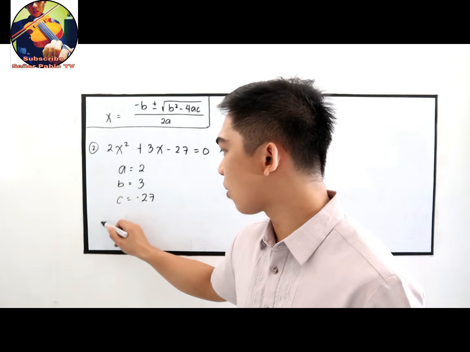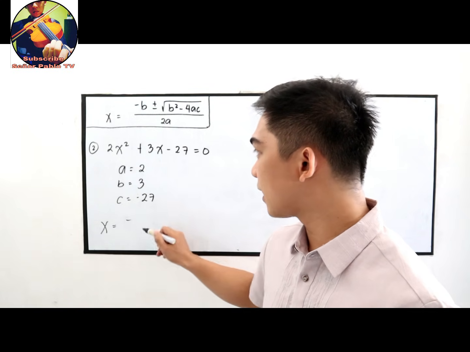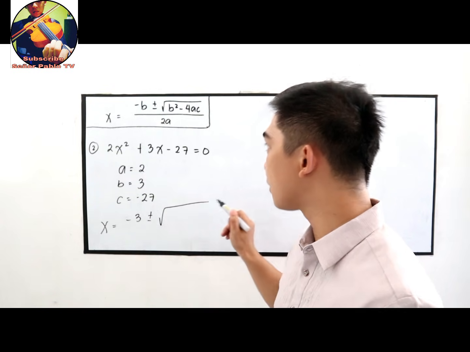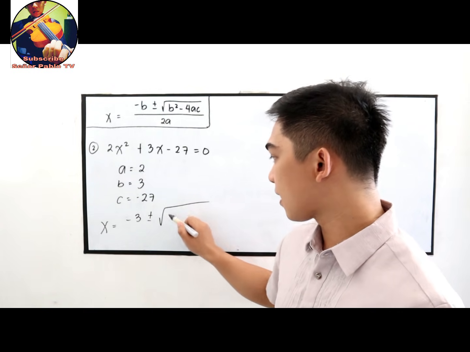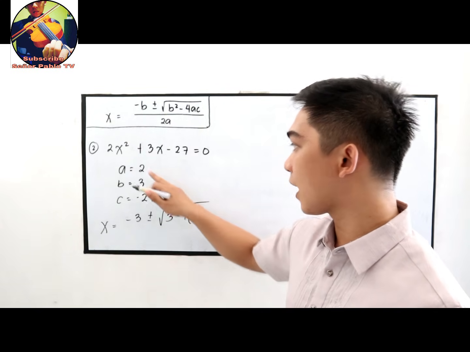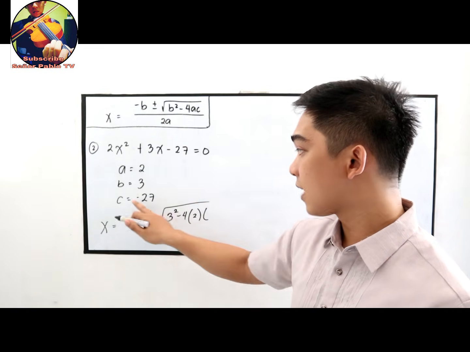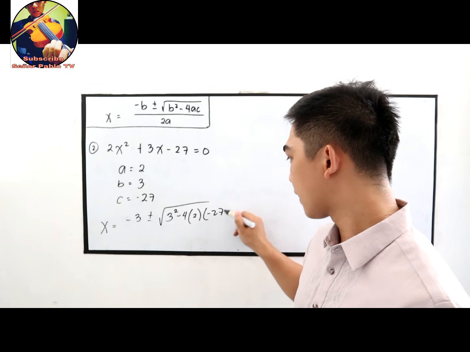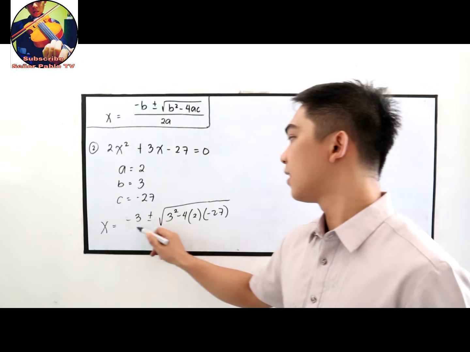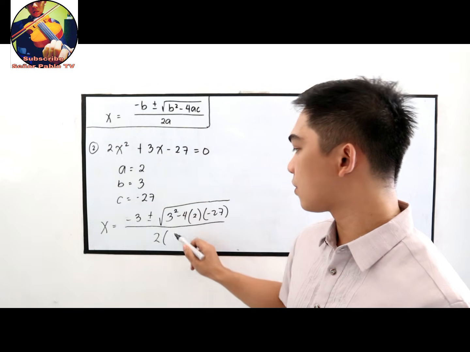And, substitute natin sa formula. So, pag memorize, okay lang, kahit di na isulat. Diretso, substitution na tayo. Negative, B natin is 3. Positive, negative, square root of. B natin is 3. Then, we have the square. Minus 4 times. A natin is 2. Times C natin ay negative 27. Again, kung hanggang saan yung number, hanggang doon din natin yung radical sign. All over 2 times, ang A natin is 2.